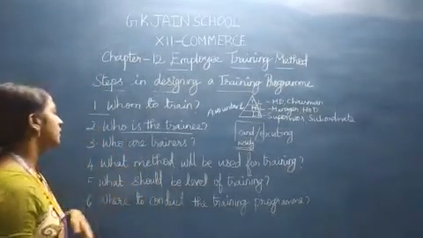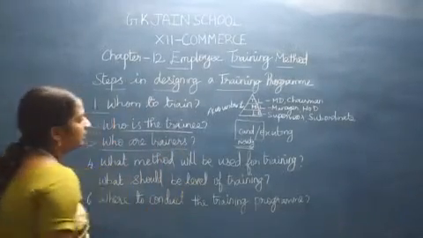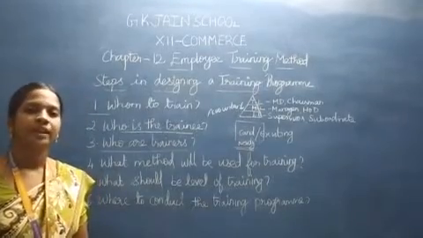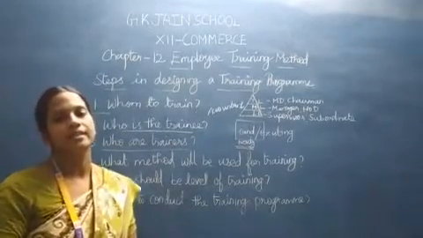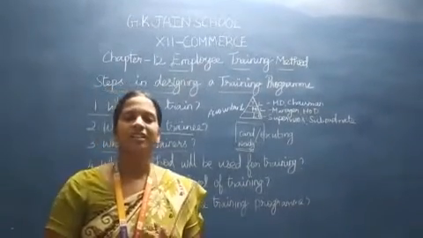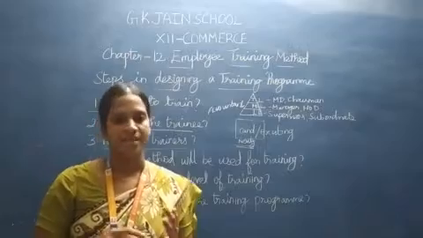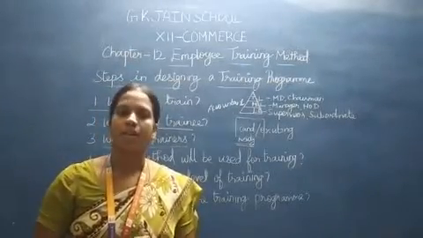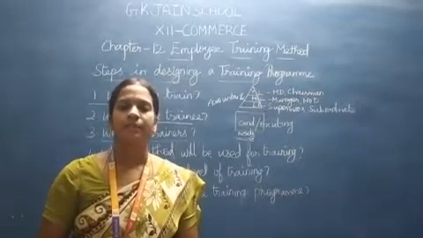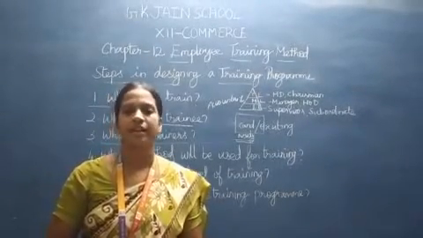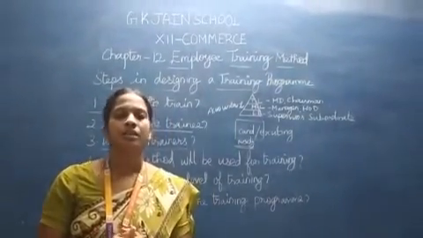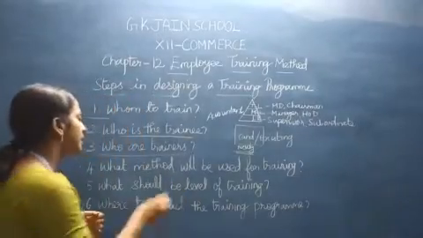Next we have who the trainers are. The third step in designing a training program is who are trainers. There are many trainers, and we use different terms for them. What are the different terms we use for trainer? We have educator, instructor, teacher, mentor, advisor, guru, coach, guide. We call them in different ways, depending on the organization. But these are the names that all come under trainer.